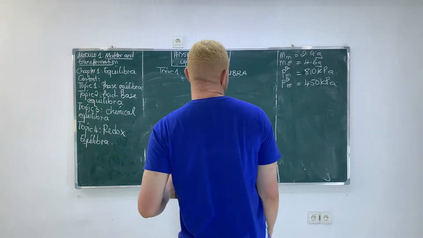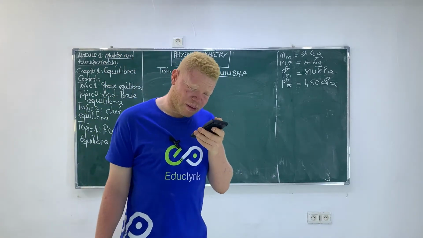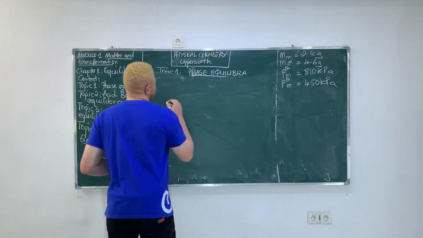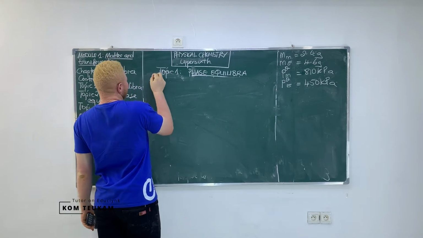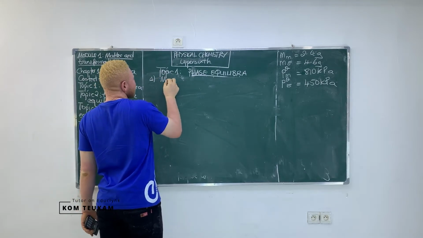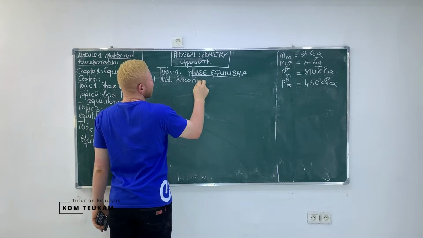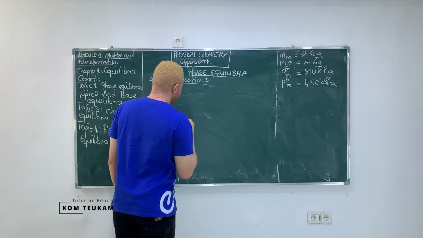So in this exercise, we need to have our calculator. It's very important because we're going to calculate. The first step is, let's go to A, or 1, the mole fractions. So first of all, calculate the number of moles.